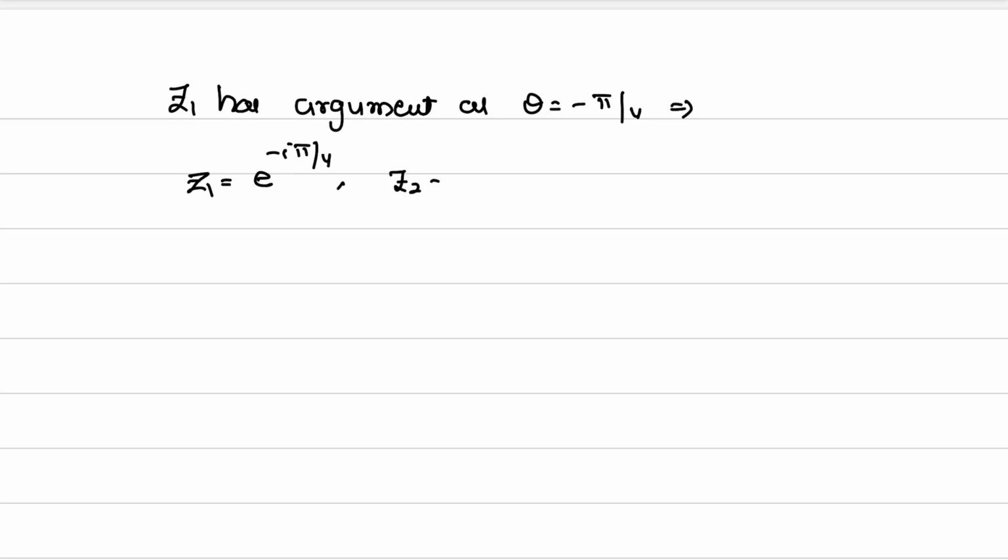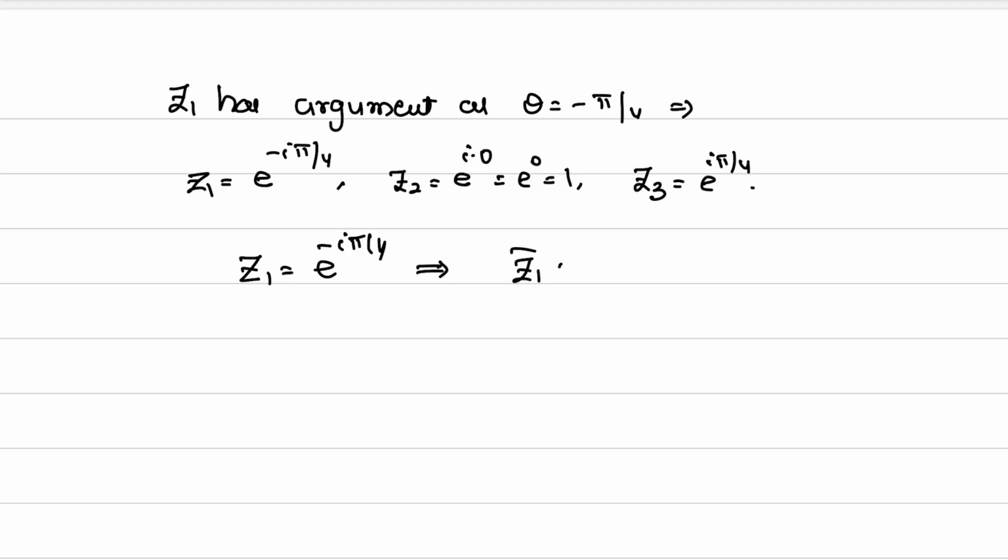Similarly, Z2 is equal to e to the power of I into 0, that is e to the power of 0, that is equal to 1. And Z3 is equal to e to the power of I pi by 4 because the angle is pi by 4. Z1 we know, Z2 we know, Z3 we know. Z1 is equal to e to the power of minus I pi by 4. Implies Z1 bar is equal to e to the power of, minus will become plus.